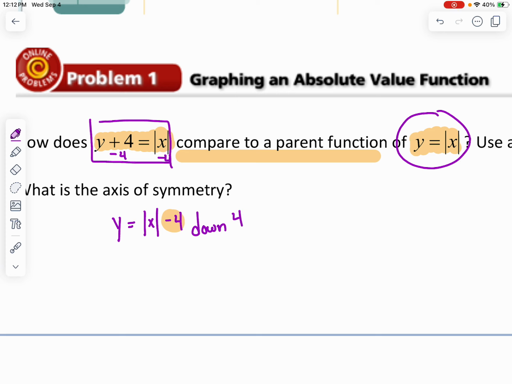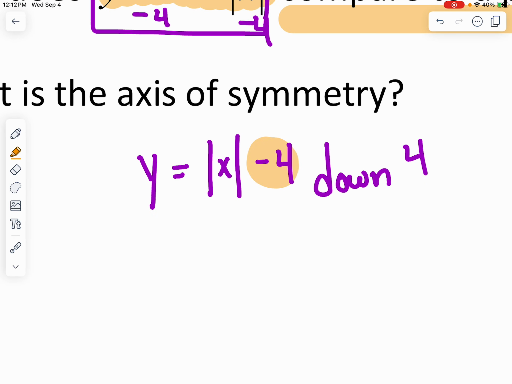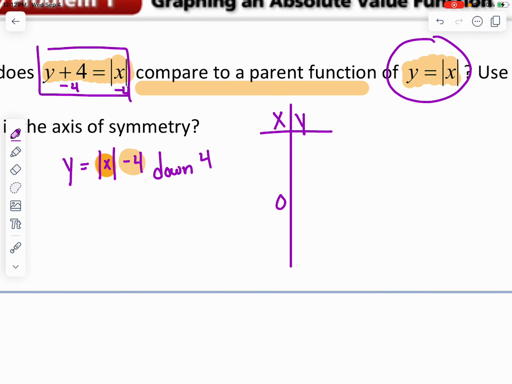I will create an XY chart for this one, and then I'm going to teach you eventually how to take a shortcut without an XY chart. All right? So there is nothing inside of here with x. See where I'm highlighting in orange right now? There's nothing inside of there with x being added or subtracted. So I'm going to put 0 in my middle and surround it.